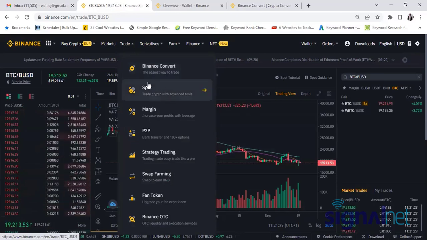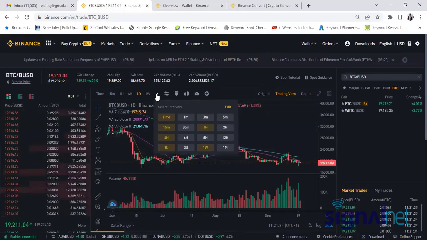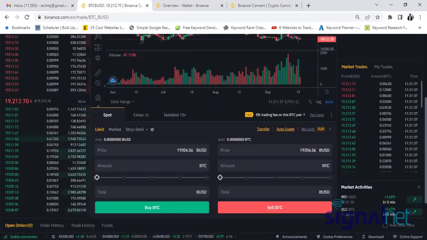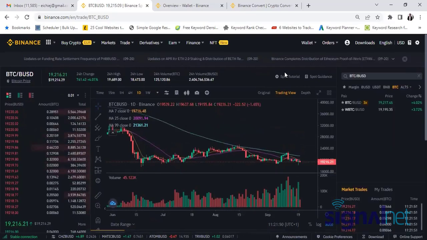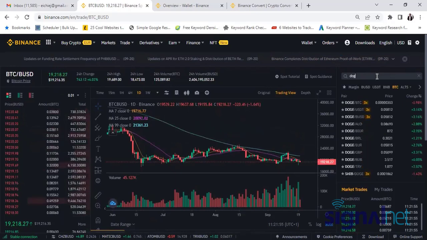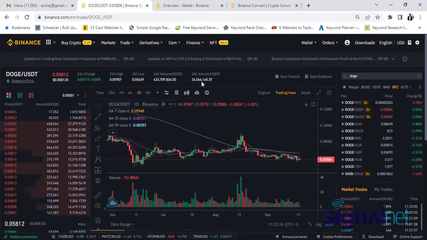Now there's also what you call the spot. This page where we are right now is the spot page. For the spot page, this is how it looks. When you come down here, you're going to see buy or sell, depending on the crypto. Let me use a real life example. Let's say I want to invest in Doge. Dogecoin is a common currency. So I go to the search, type it, and select the one I want to invest in.